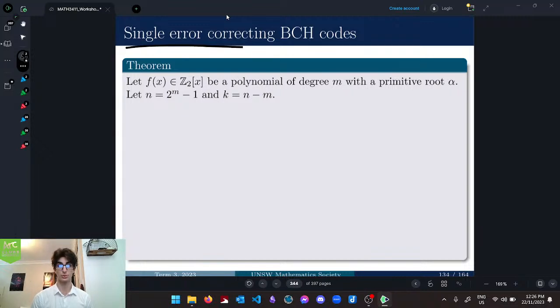We'll go here through a single error correcting BCH code theorem, letting f, part of Z2[x], be a polynomial of degree m with primitive root alpha. Let the constants n be 2 to the m minus 1 and k be n minus m.